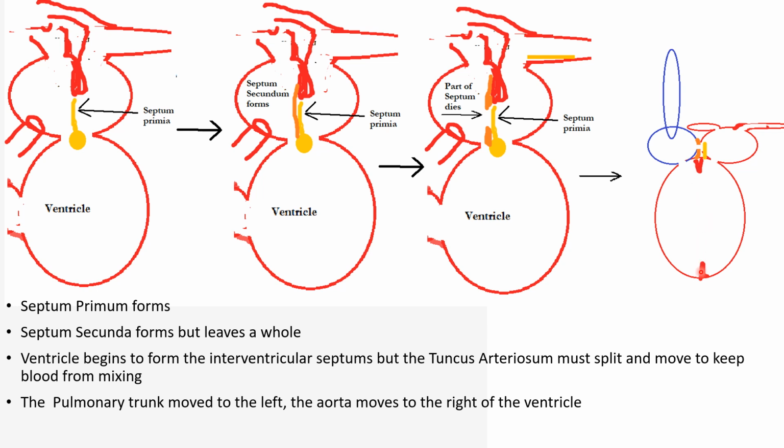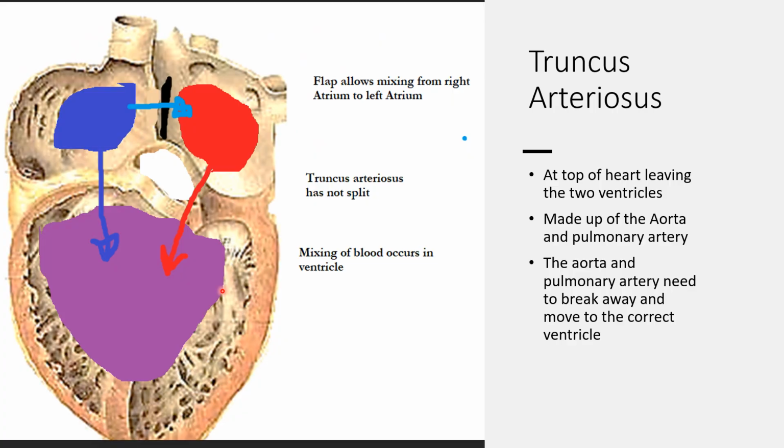Because what you have to do is make the ventricle into 2 ventricles by making an interventricular septum, which I'll talk about in a little bit. So when you don't have the 2 ventricles, blood can move from the right side to the left and from both the right atrium and left atrium into the ventricle. And so you have a mixing of blood which is going to be pumped out. At this point, the big artery that will become the pulmonary trunk and the aorta are not split, and so we call it the truncus arteriosus. It hasn't split. It will, and it will move.